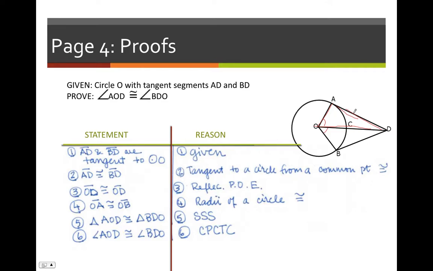So since I know that these are tangent, I know that AD is congruent to BD. I also know that OD is congruent to itself using the reflexive property. And OA is congruent to OB because they're radii of a circle. So now I have side, side, side. The triangles are congruent. And so now, yay, I just proved the two angles are congruent with CPCTC.